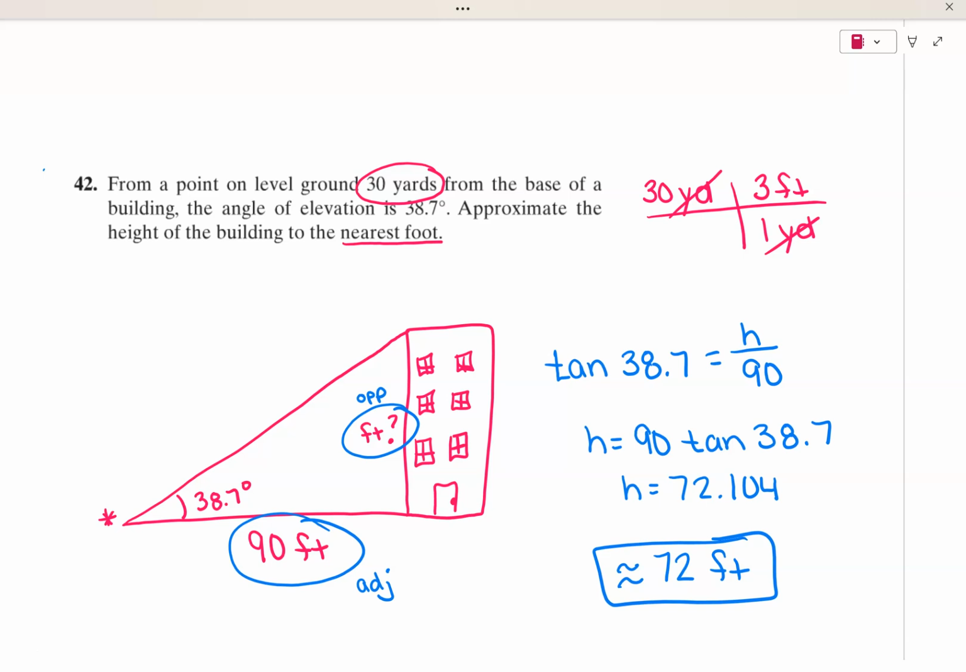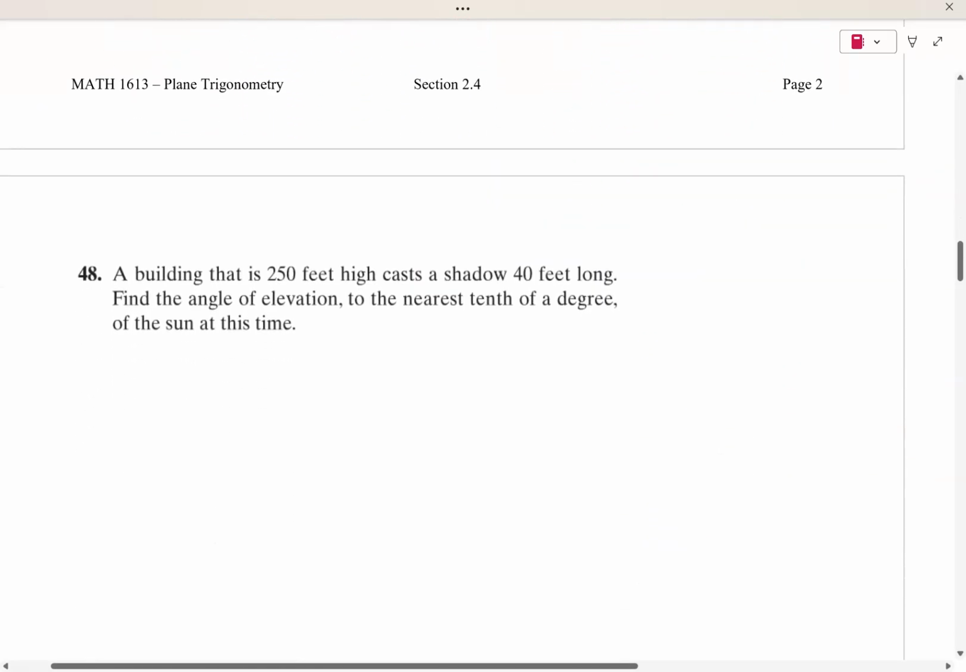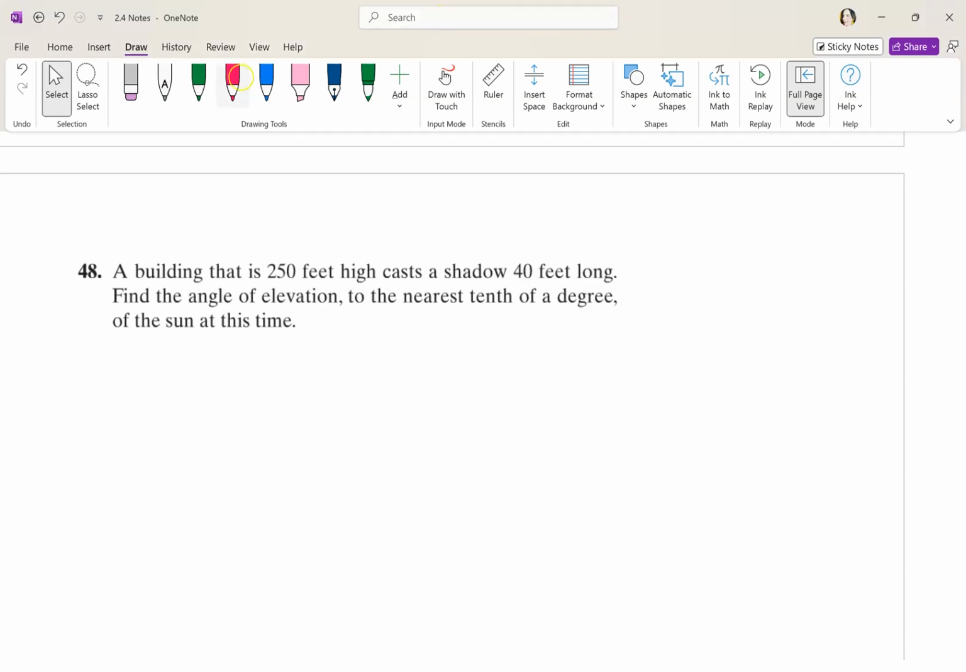Okay. Let's see what we got going on next. And I would personally try to maybe draw some of these before I do and see if you can draw them correctly, because sometimes it's just the interpretation of the question, but you know how to do the math. Okay. A building that is 200 feet high casts a shadow of 400 feet long. Find the angle of elevation to the nearest 10th degree of the sun at that time.